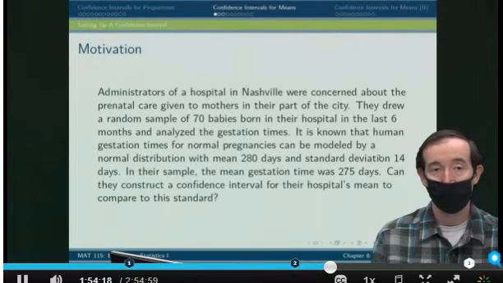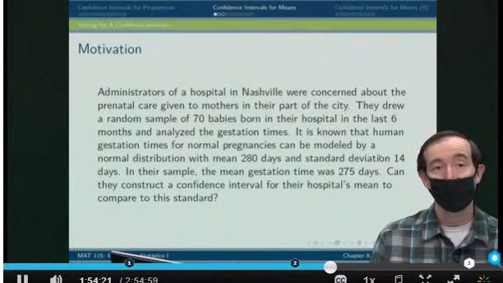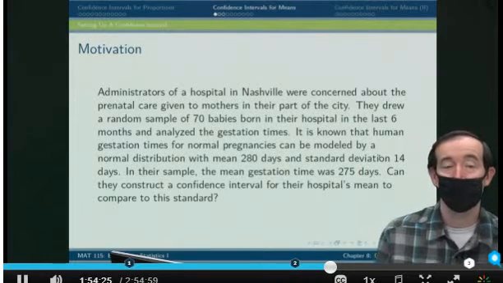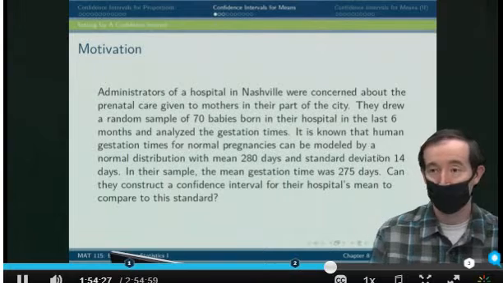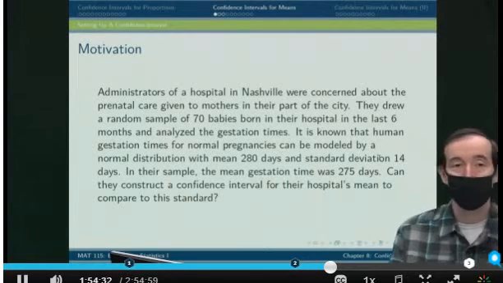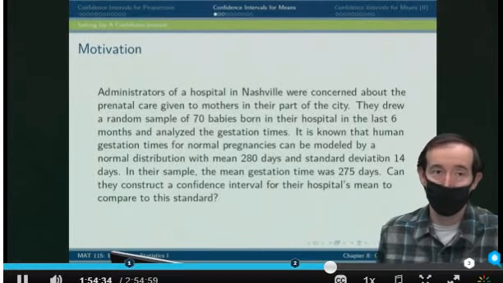Collect a sample, compute the sample mean, and try to use that sample mean together with the central limit theorem to construct a confidence interval for the population mean. That's what I'm trying to do here. Okay. So let's take a look at the example that I wanted to start with to give us a picture for how this might work.